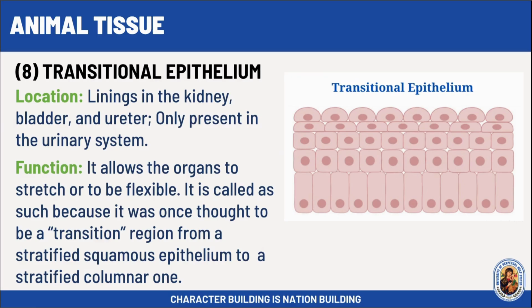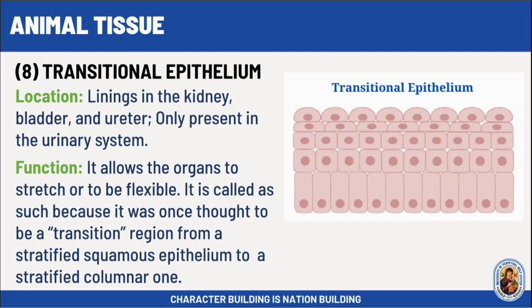Last one, we have the transitional epithelium. It was thought, dati akala natin, na transition region lang siya from stratified squamous epithelium to stratified columnar. So parang observe natin na from the squished shape, parang pahaba ng pahaba. But it turns out it's a different type of epithelium in and of itself, where it lines the kidney, the gallbladder, and is present in the urinary system as well.